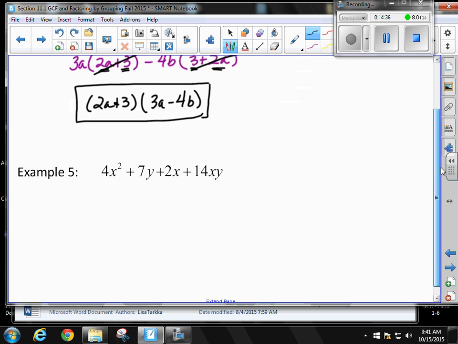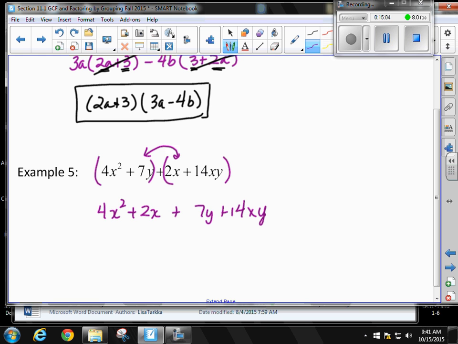Last problem here. Again, I'm putting parentheses around each of my first 2 and last 2 terms here. And when I look, 4x squared and 7y have nothing in common. Oftentimes when that happens, you can flip the middle 2 terms. I'm going to write this as 4x squared plus 2x, and then plus 7y plus 14xy.